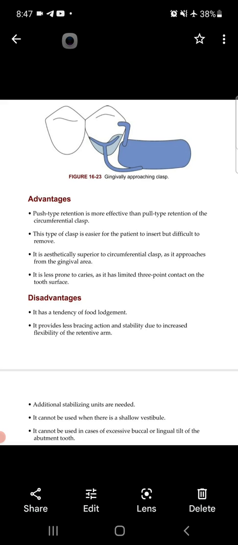It has a tendency of food lodgement. Next, it provides less bracing action and stability due to increased flexibility of the retentive arm, which is a minor connector. Third, additional stabilizing units are needed. Here in the gingivally approaching clasp, an additional stabilizing unit like a rest is needed.